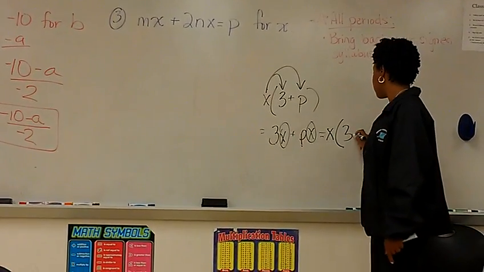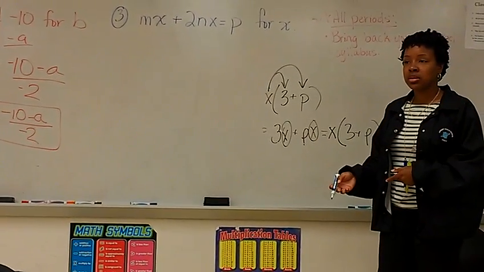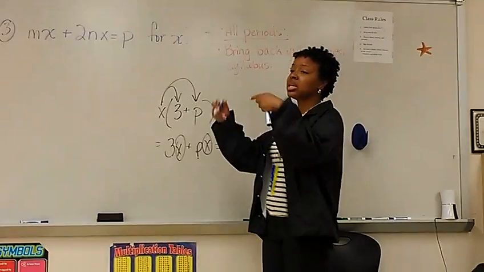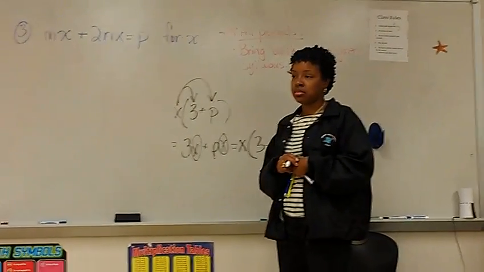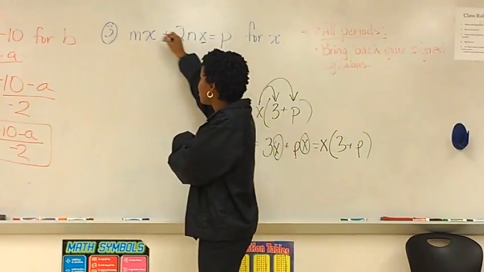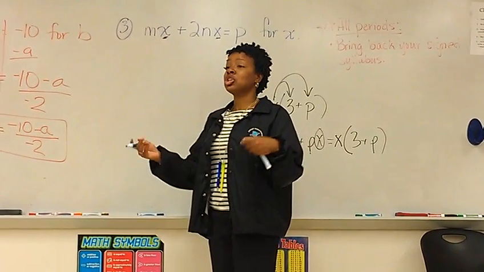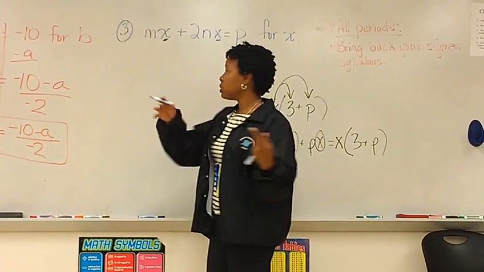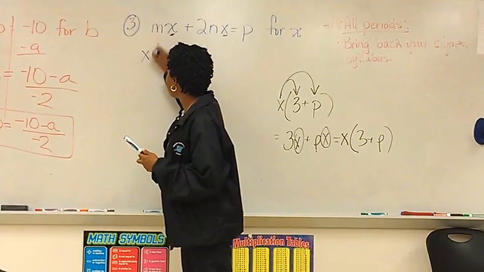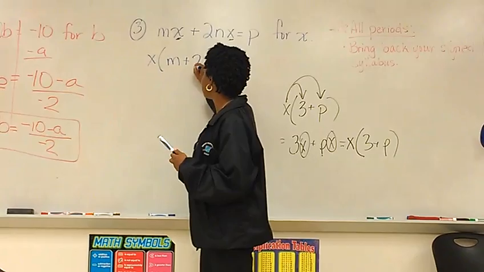Parentheses, 3 plus p. You can go backwards. Either way is distributive property. Because when you put it in parentheses, you're saying everything in here had an x. So guess what? We're trying to solve for x, right? We got 2 of them. That's not going to work. So pull it out. Because when you pull it out and put everything else in parentheses, what's left? M plus 2n. Ooh, you guys are so smart.